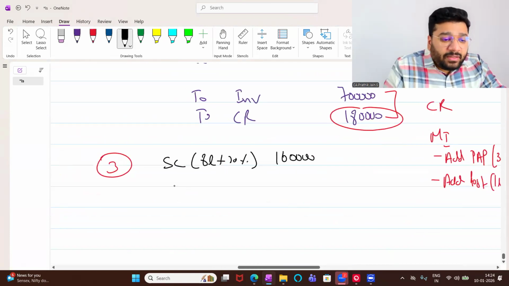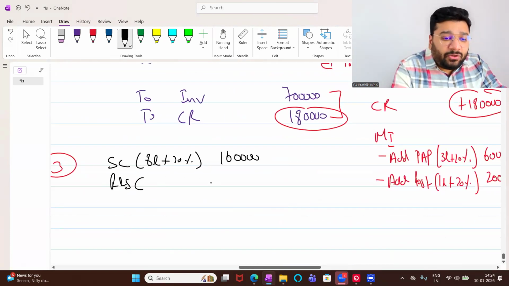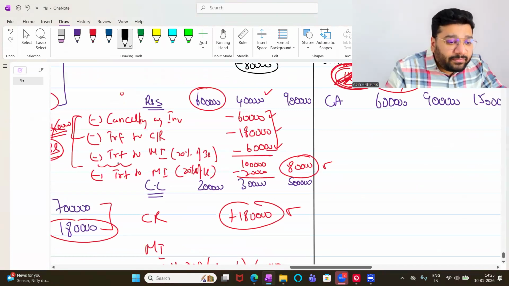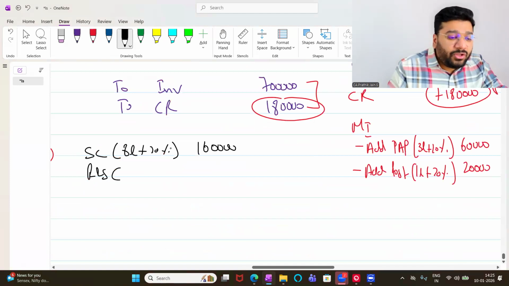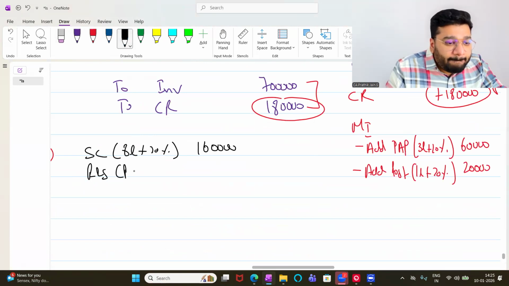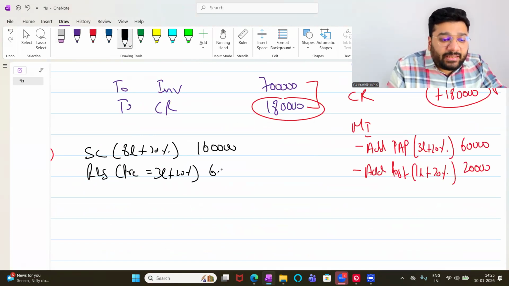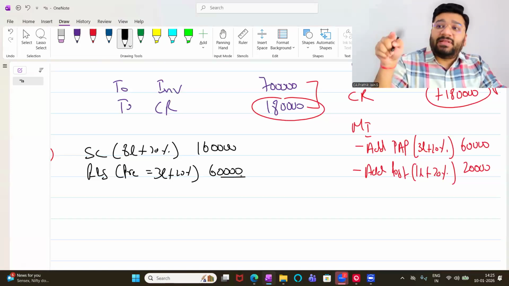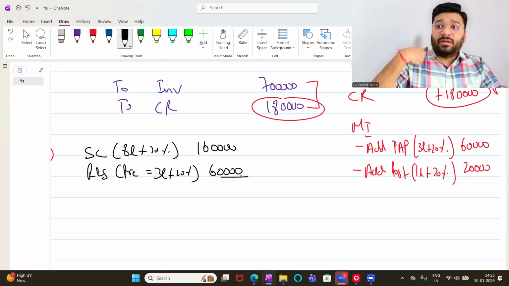Like that, reserve and surplus also, you have to transfer to minority interest. How much did you transfer? 3 lakh at 20%, which is 60,000 I have to transfer. So reserve and surplus. Which reserve and surplus? Pre. Very good. Pre. How much is it? 3 lakh into 20%, how much is it? 60,000. This 60,000 is sitting in the reserve and surplus of the holding company.